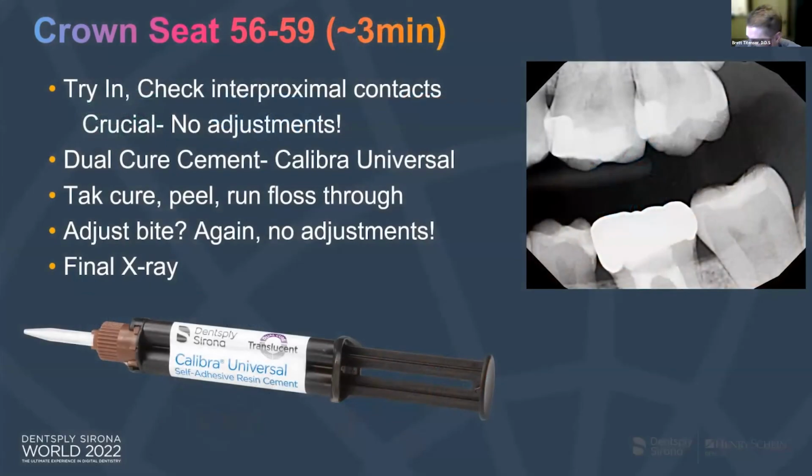And now we're seating. All right. In our webinar, we're almost at the 30-minute mark. So here we almost made it through our 1 hour crown appointment in the 30 minutes webinar. So with seating, I always try it in. I check my interproximal contacts. This is a crucial step.